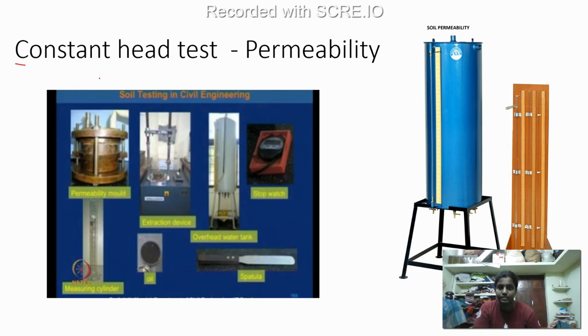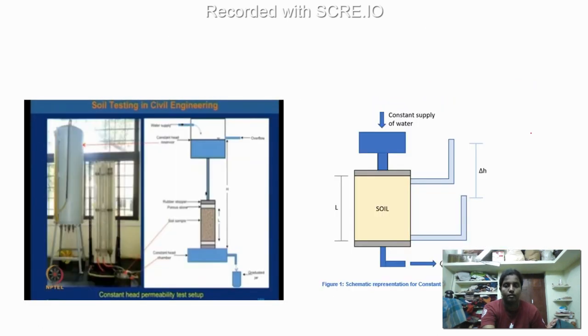So for coarse grain soils, we use the constant head test, and for fine grain soil, we use the variable or falling head test. So, constant head test. As the name indicates, the head is maintained constant. At a constant head, you can see here you have an overhead tank. This is what we call an overhead tank. From the overhead tank, you have your sample.